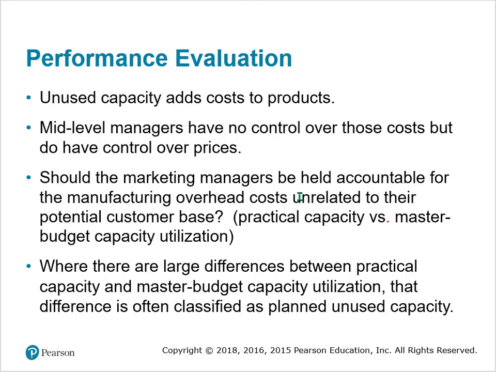In this case, where there are large differences between practical capacity and master budget capacity utilization, that difference is often classified as planned unused capacity and is shown as a separate cost on the financial statements. Can't say I've ever seen it, but I'm sure it's there.